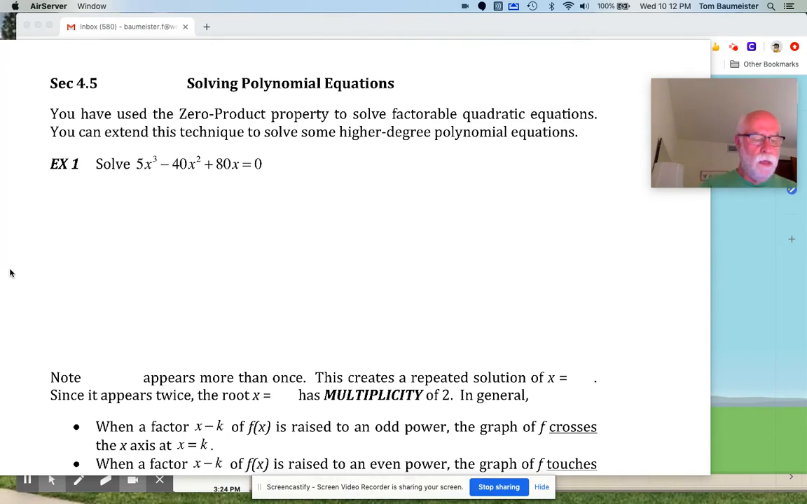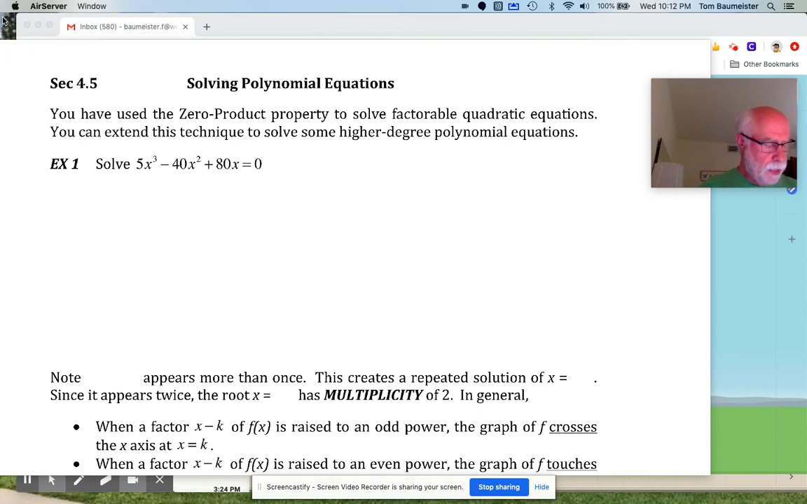You have used the zero product property to solve factorable quadratic equations. You can extend this technique to solve some higher degree polynomial equations. Example 1. Solve 5x cubed minus 40x squared plus 80x equals 0.